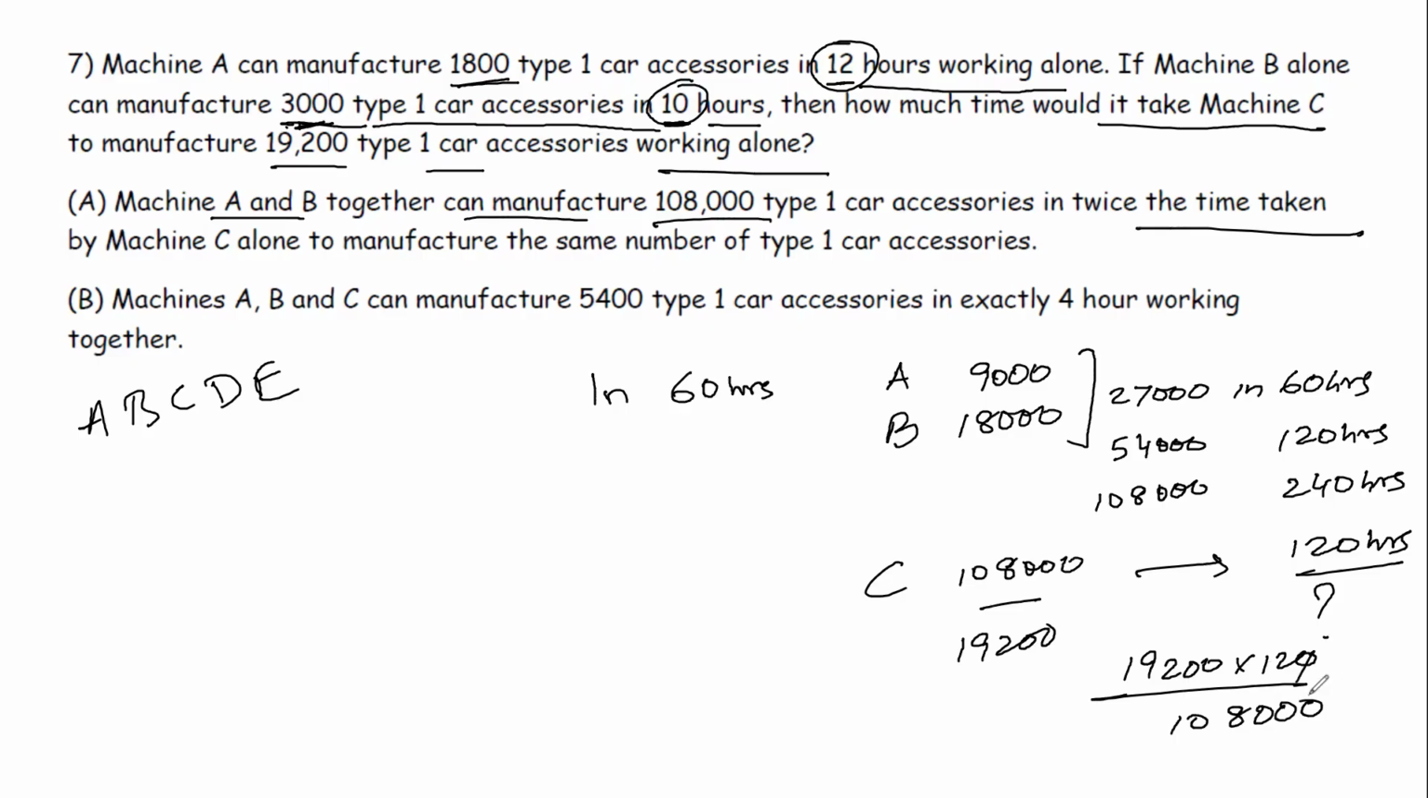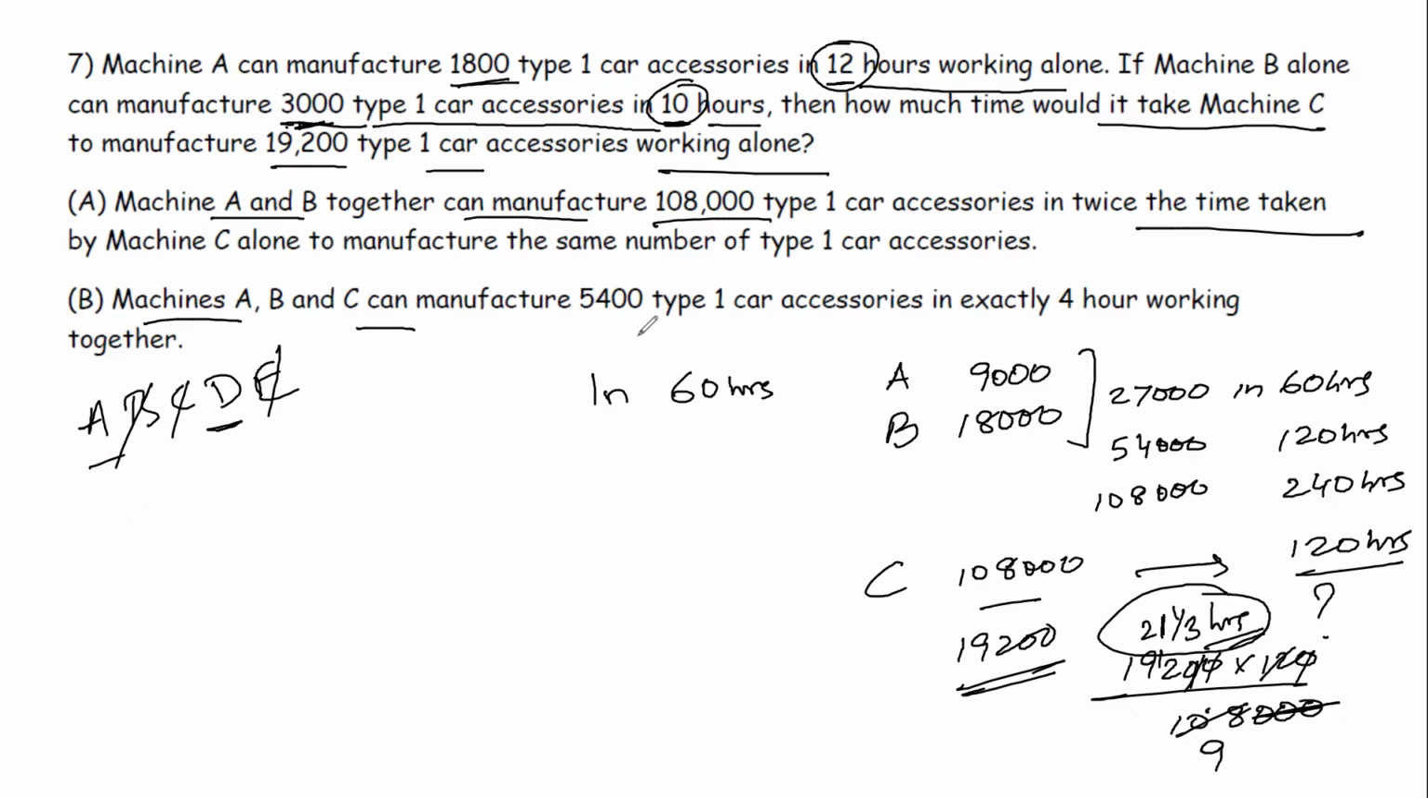This zero and these two zeros will cancel out with these three zeros, right? And then we got 108, so 12 goes into 108 9 times. Then 9 twos are 18, 12, 9 ones are 9, so 21 hours. So how much time would it take machine C to manufacture 19,200? It would be 21 hours and 20 minutes. Correct? A answers. So B, C, E is out. So it's left with A and D.